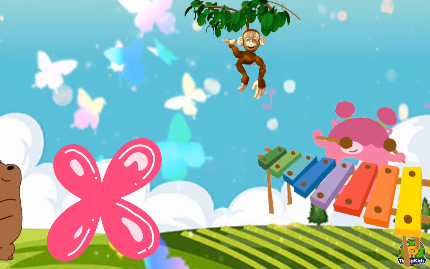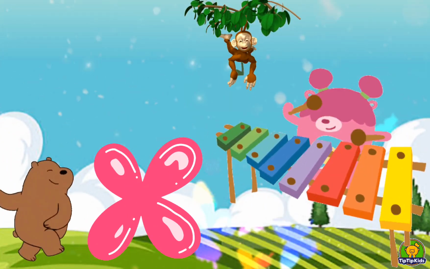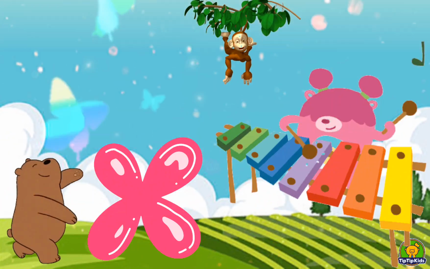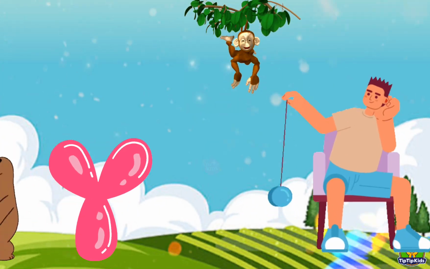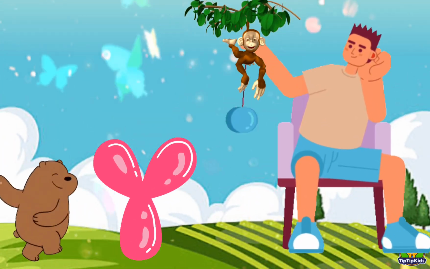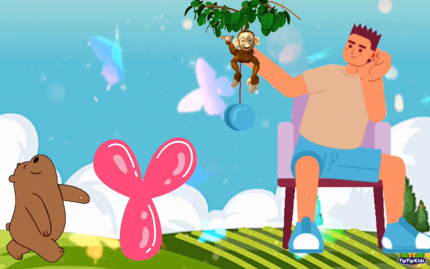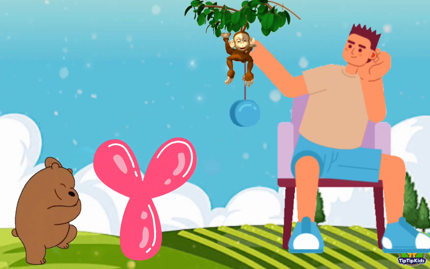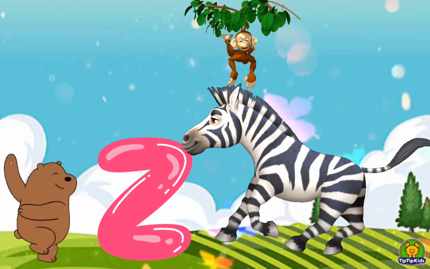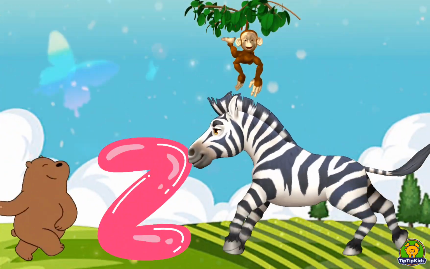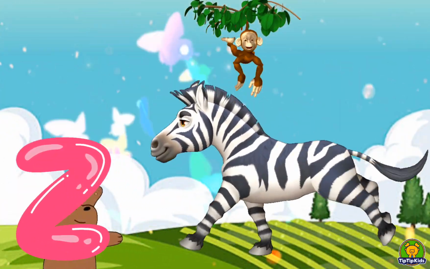X is for xylophone. X, xylophone. Y is for yo-yo. Y, yo-yo. Z is for zebra. Z, zebra.